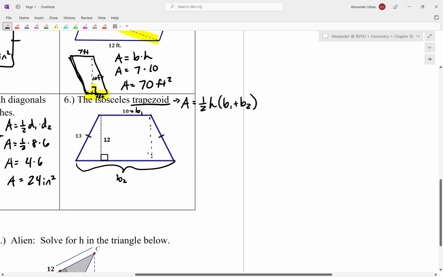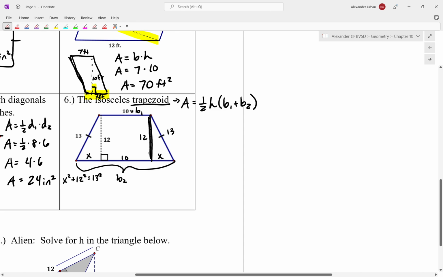So we can figure this out by knowing that we can make a rectangle here. This is an isosceles trapezoid. That means the left leg is the same as the right leg. And so that means we're just finding out this missing part of our base. So if we're using Pythagorean theorem, because we have a right triangle here, we should have x squared plus 12 squared is equal to 13 squared.